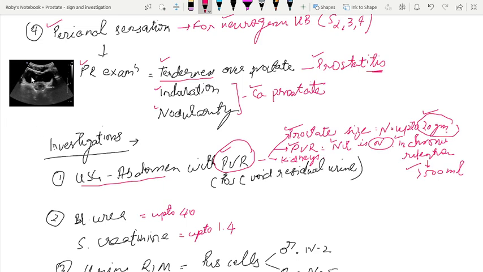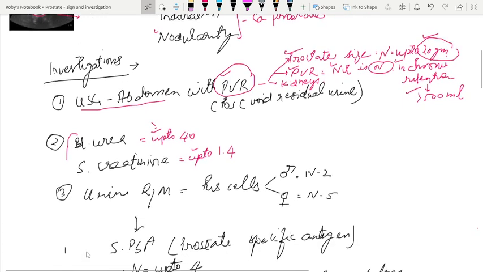In ultrasound, this area is bladder. In bladder, there is urine which is seen as black on ultrasound, and this is the prostate area. Next investigation is the blood urea, which is normal up to 40. Serum creatinine is normal up to 1.4. By checking these two investigations, we check the normal function of the kidneys.